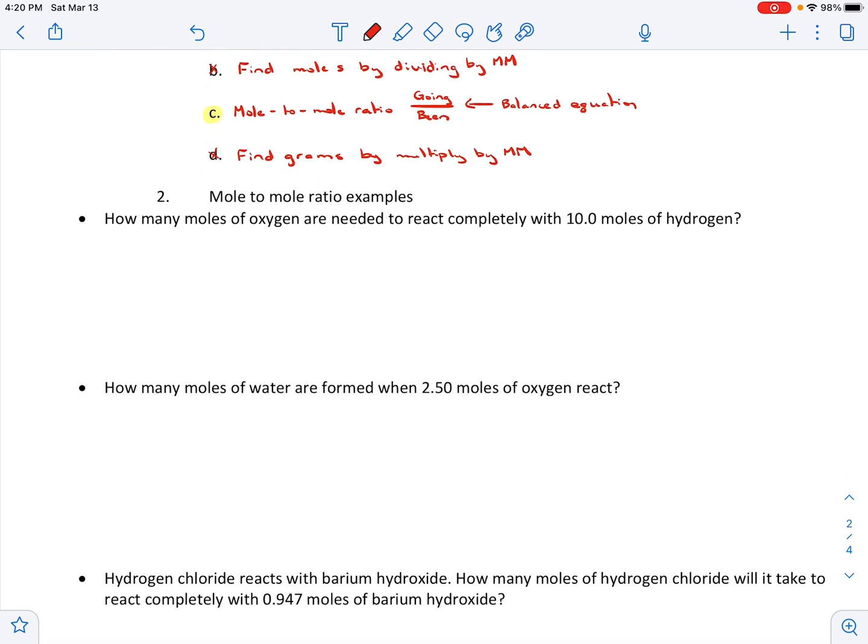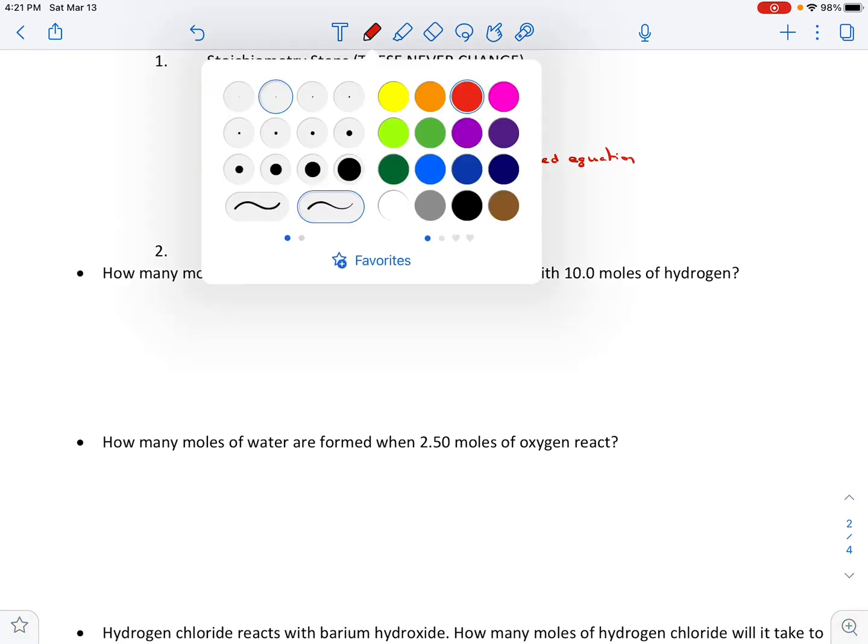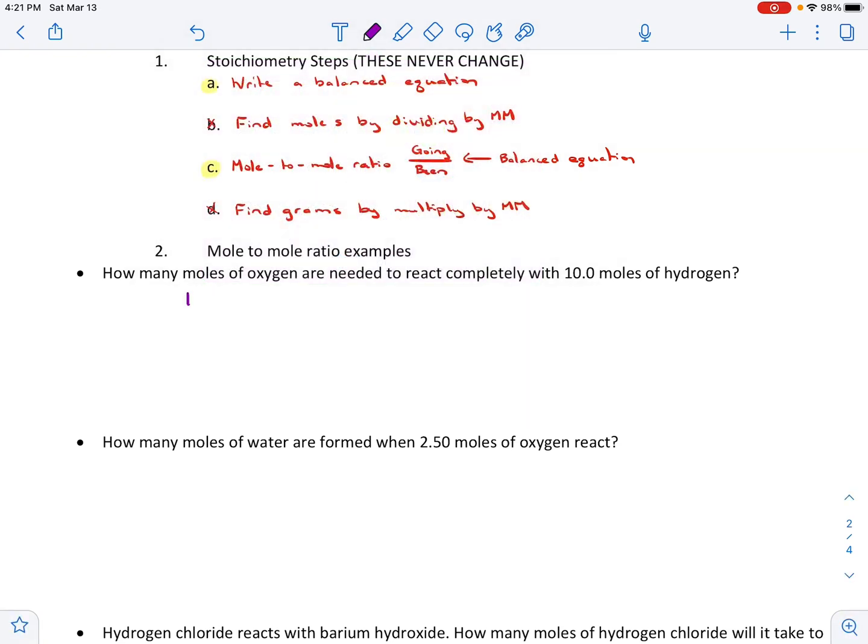So here we go. Mole-to-mole ratio examples. How many moles of oxygen are needed to react completely with 10 moles of hydrogen? So our first step up here says to write a balanced chemical equation. So we have hydrogen reacting with oxygen. I know that we haven't predicted products, but maybe we can see our products from here.